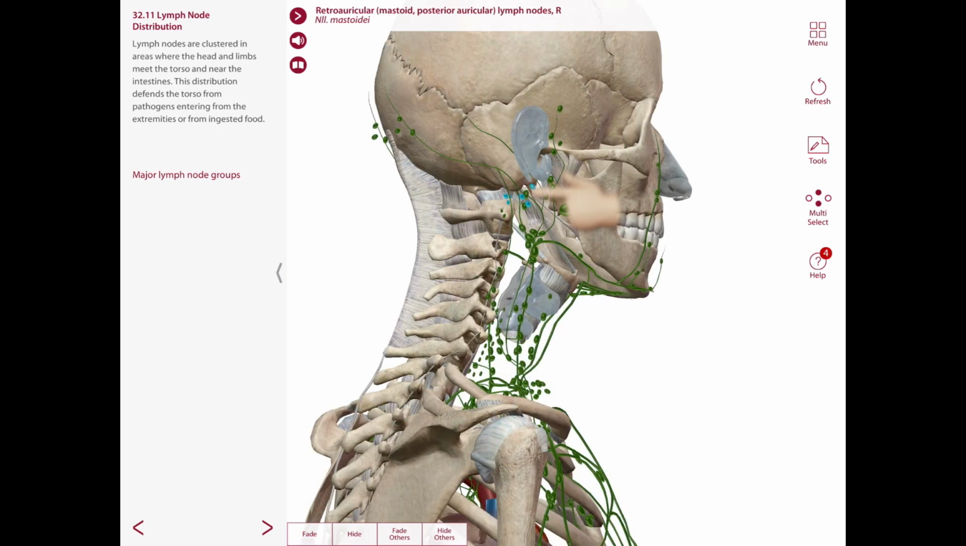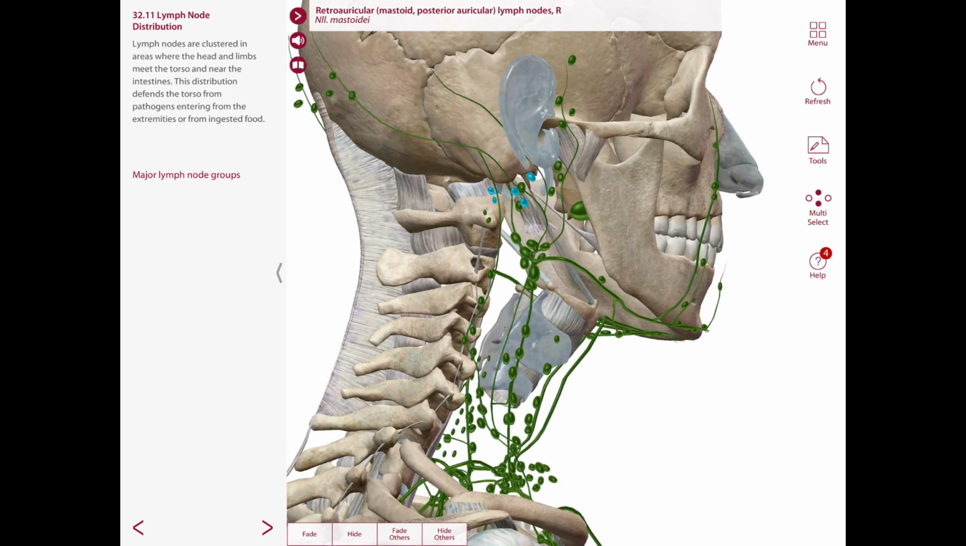We also have mastoid nodes or retroauricular nodes. These are the ones you can see in blue, and these are located over the lateral surface of the mastoid process posterior to the auricle, which is this structure right here. They receive lymph from the scalp above the auricle and the external acoustic meatus and the actual auricle.